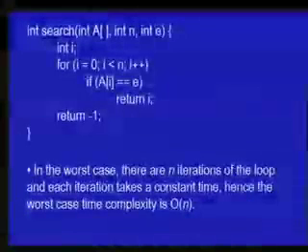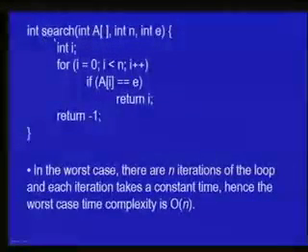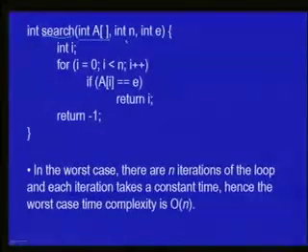Let's quickly see the C function for implementing this algorithm. So this is the function search. It takes as argument an array and the size of the array. So there are assumed to be n elements in the array, and E is the element that we are searching for in the array A, from A[0] to A[n-1].